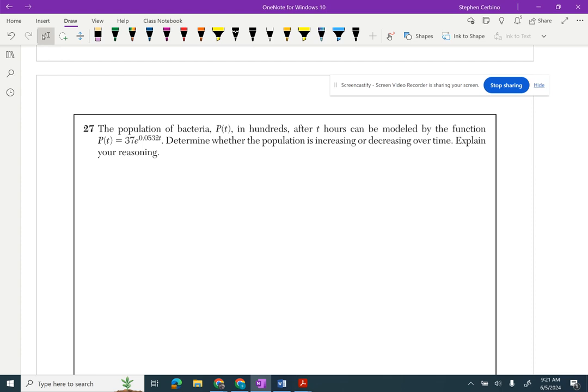In any exponential model, we have a times b to the x. If b is greater than 1, it's growth.